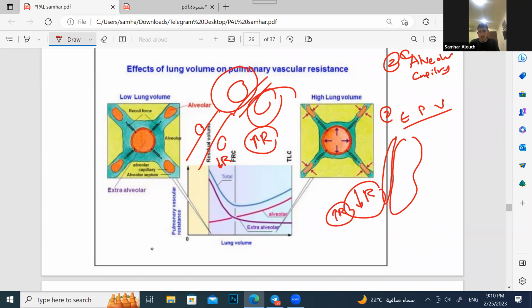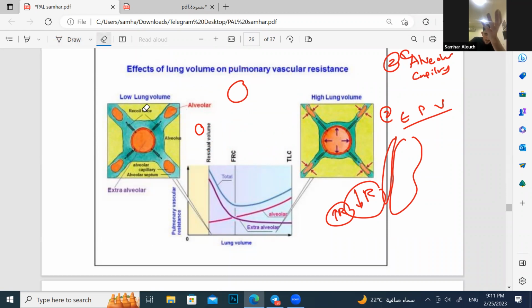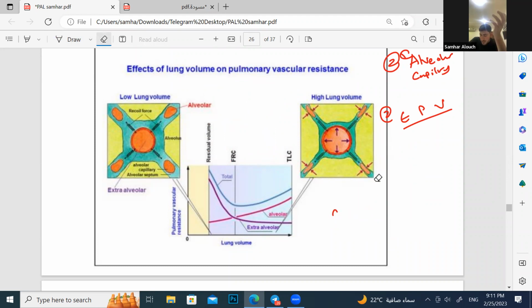But I want you to focus on inhaling. When I inhale, the alveolus gets big and compresses the alveolar capillary. But the pleura stretches the extrapulmonary vessels and causes a decrease in their resistance. Is it clear? Okay. Then what is this graph? I don't like this graph. It's literally related to what we talked about.